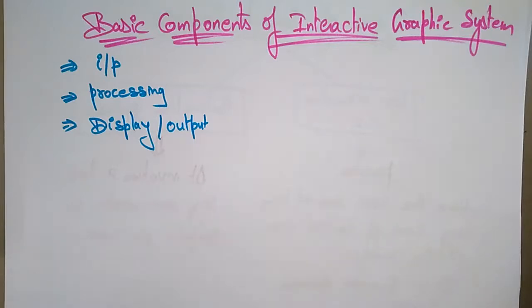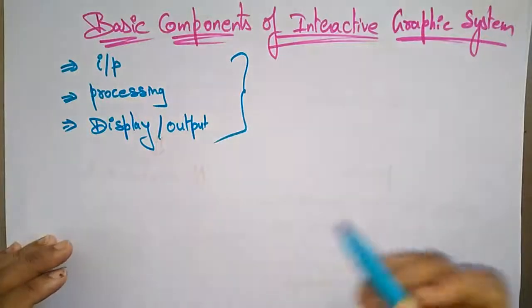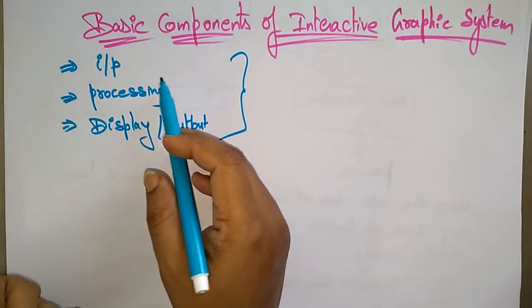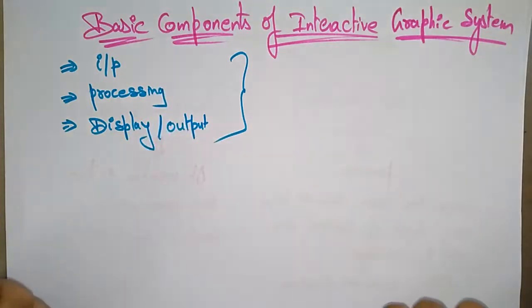These all come under the basic components of the interactive graphics system, because there should be communication between the user and the computer. The user has to interact with the input component, processing and the output.